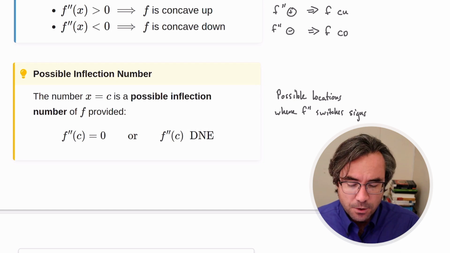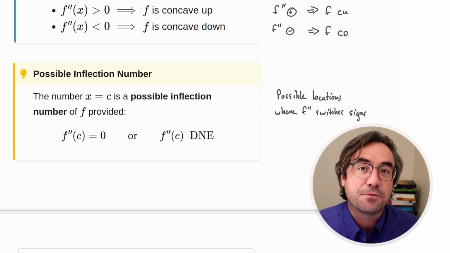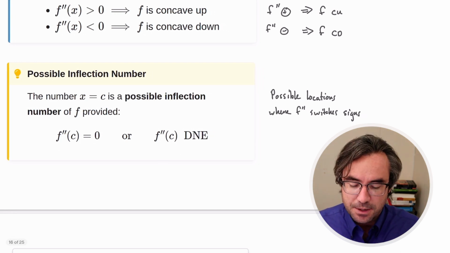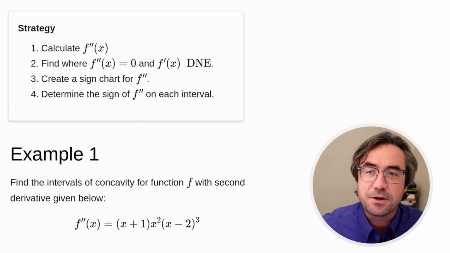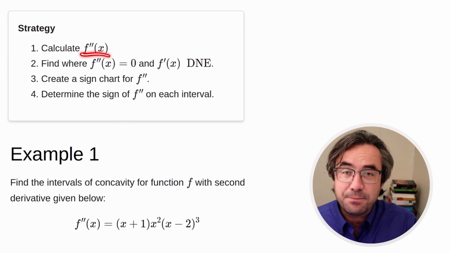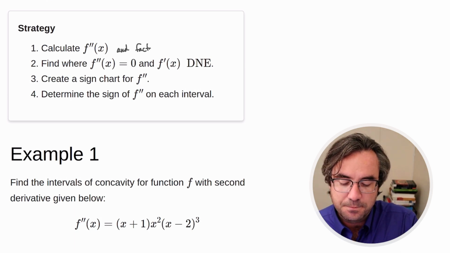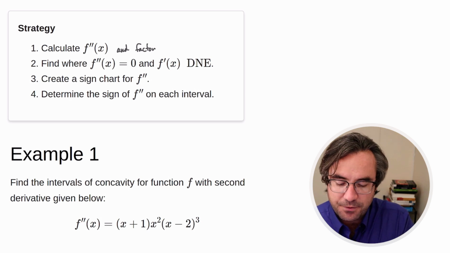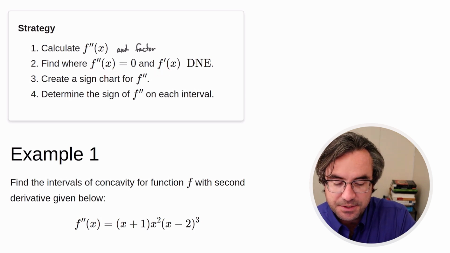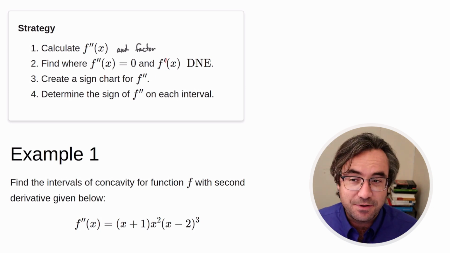So we're going to be looking for these two places, and this should feel pretty similar to what we did for intervals of increase-decrease. Our strategy for finding the intervals of concavity: the first step is to calculate the second derivative, and usually try to factor it right away. Then once we have that second derivative, we want to figure out where it's equal to 0, and where the second derivative is undefined. That's a typo on the slide; it should say second derivative.